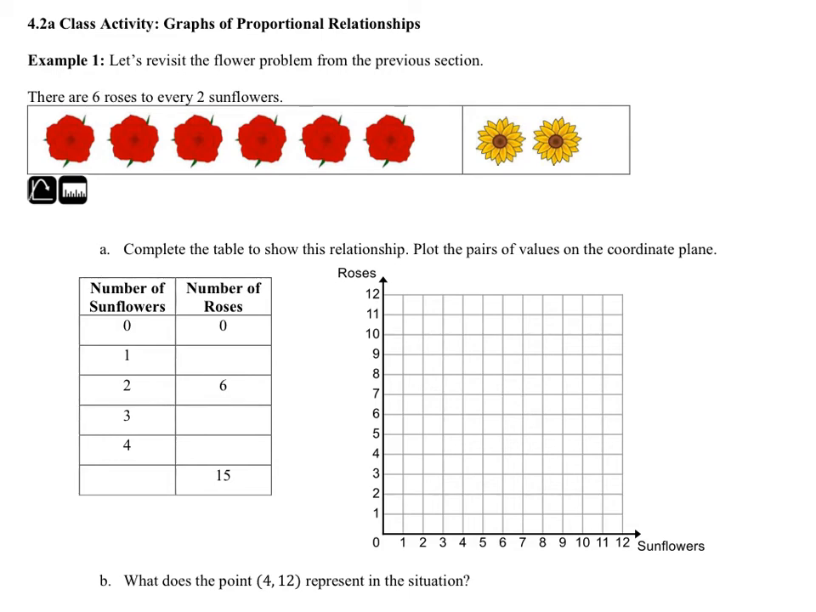Alright, so we've seen this before with the 6 roses and the 2 sunflowers. And we'll use this information to help us complete the table. And then we'll plot the pairs of values on a coordinate plane. So just real quick as a review on these.